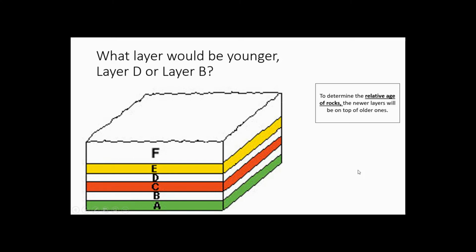What layer would be younger, do you think? Which one would be younger? Would layer D be younger, or would layer B be younger? Think of the answer in your head. Oh, you said D, hopefully. That's right. D is on top of B. So B was laid down and then C and then D. So D would be younger. It was laid down after B.